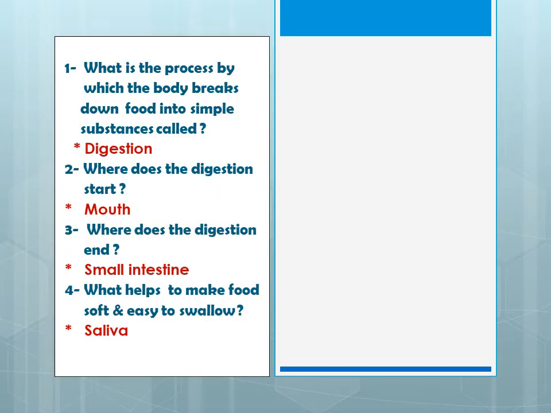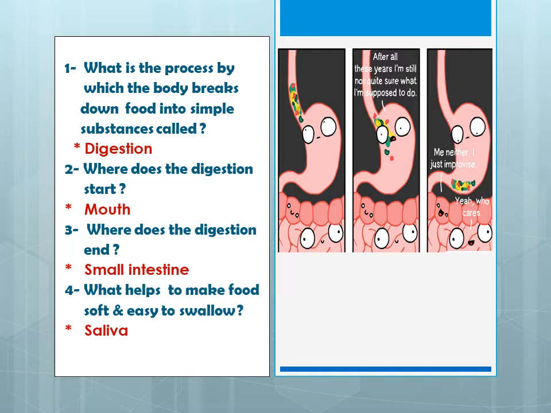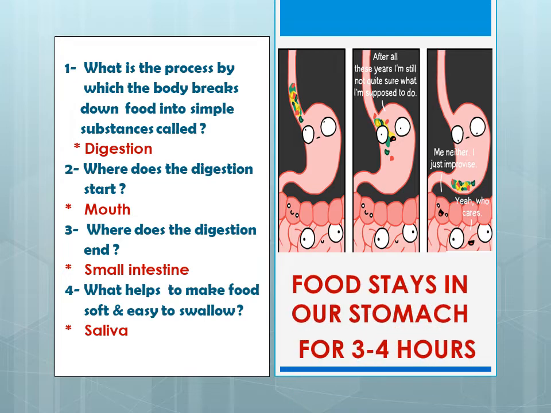I'm going to share with you the PowerPoint presentation of digestion and our teeth. What is the process by which the body breaks down food into simple substances called? Digestion. Where does the digestion start? Mouth. Where does the digestion end? Small intestine. What helps to make the food soft and easy to swallow?